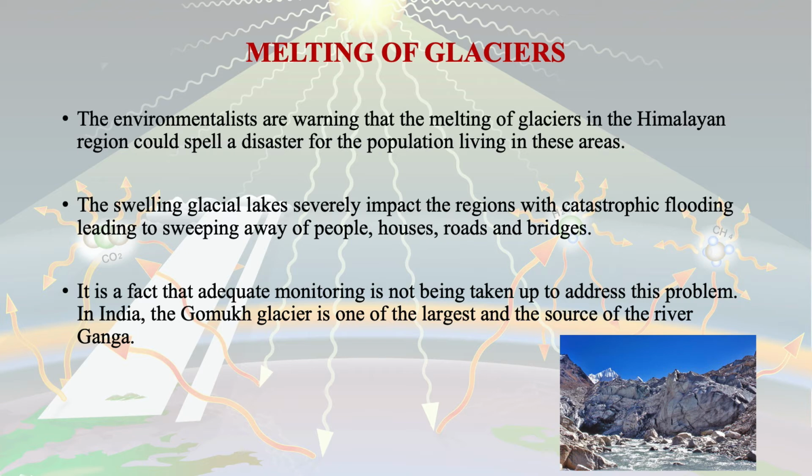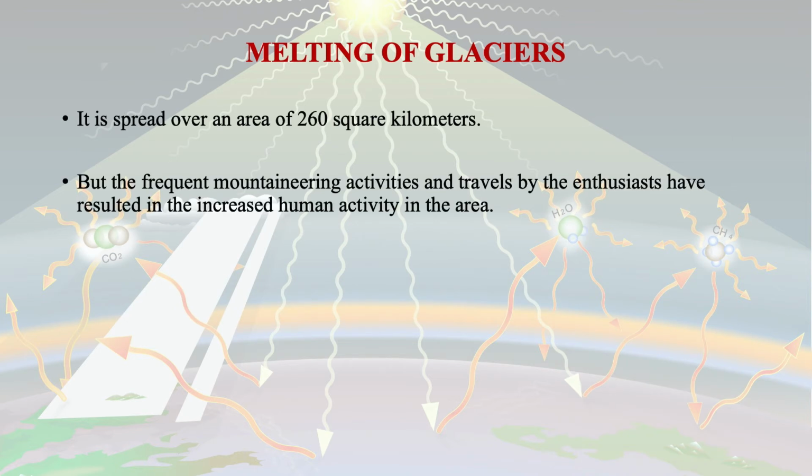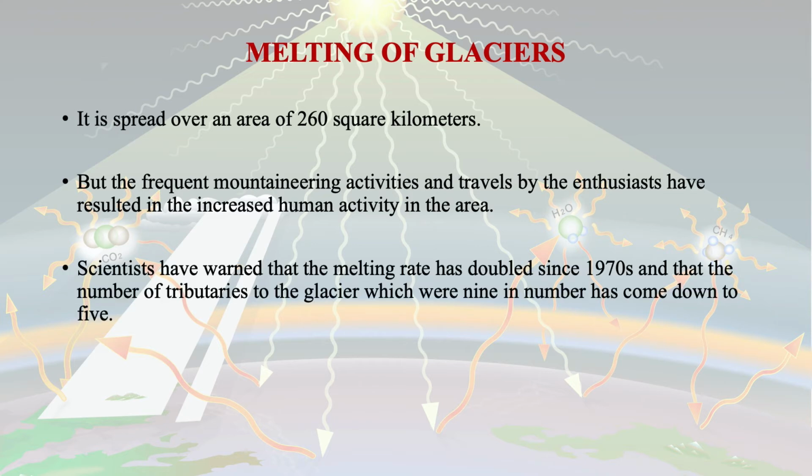In India, the Gomukh glacier is one of the largest and a source of the river Ganga. It is spread over an area of 260 square kilometers, but frequent mountaineering activities and travel by enthusiasts have resulted in increasing human activity in the area. Scientists have warned that the melting rate has doubled since the 1970s and that the number of tributaries to the glacier, which were 9, has come down to 5.